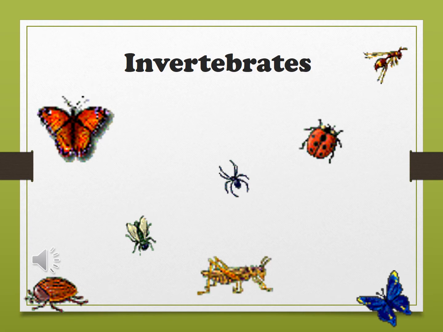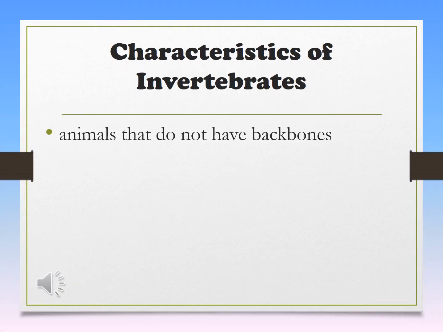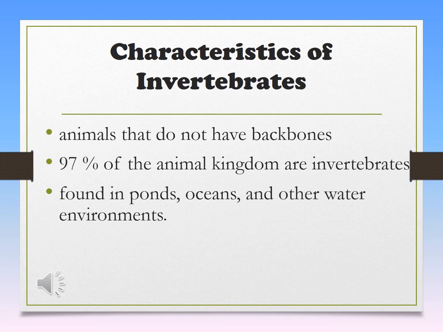Let's begin with invertebrates and find out what they are. Characteristics of invertebrates. Animals that do not have backbones are called invertebrates. 97% of the animal kingdom are invertebrates, which means that 97% of the animals do not have a backbone. Invertebrates are found in ponds, oceans, and other water environments.